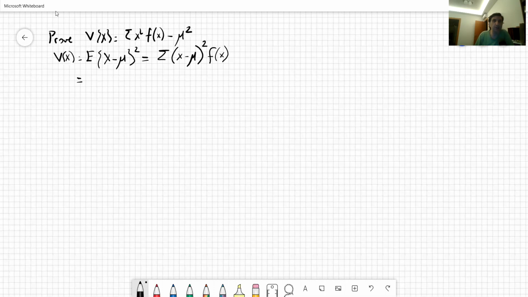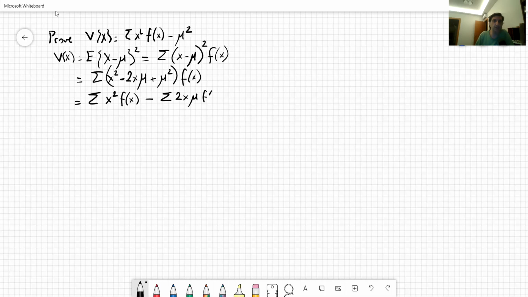Now I'm going to continue here. I'm going to just take the square. So let's do that: x squared minus 2x mu plus mu squared, all weighted with respect to the probability mass function. Still very simple arithmetic. We just distribute f(x). And now I'm going to write all of the summation signs separately. Up to this point, there should be no problem.